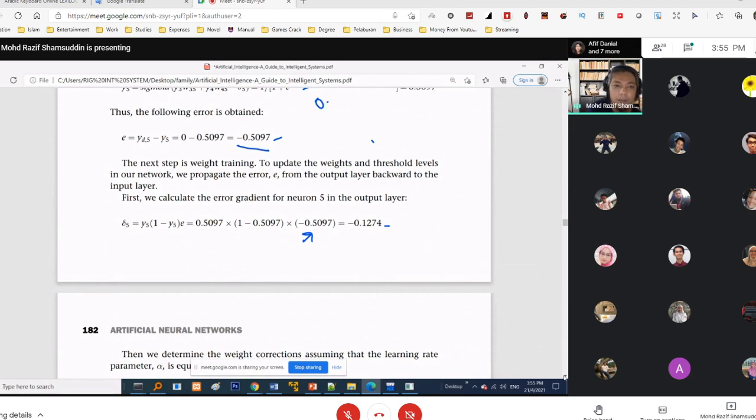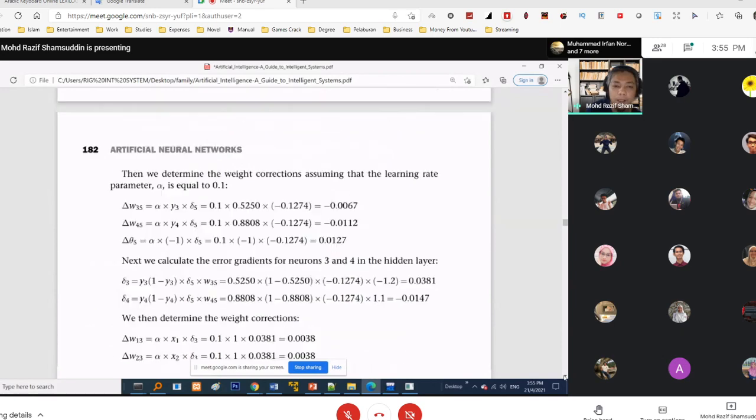So that's it. You only have one output neuron, so you have only one error. Remember, if you have error gradient 6, you need to calculate your error, so you will have two errors: error 5 and error 6. So that's one thing that I want to highlight.